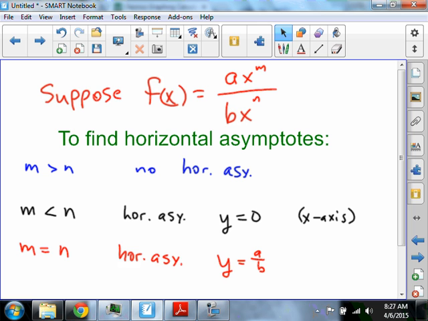Examples, and then we'll be done with this. Like I said, this really isn't that bad if you just take notes, read what these things say. How do you find horizontal asymptotes? Right here, there's 3 instances. Are there any questions before we move on to see our first example of this?